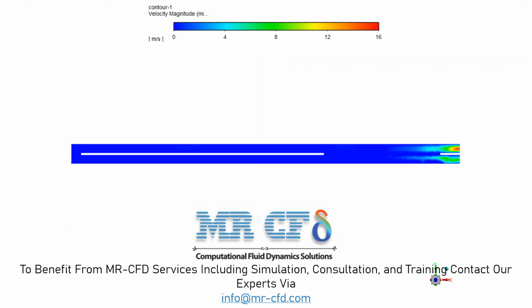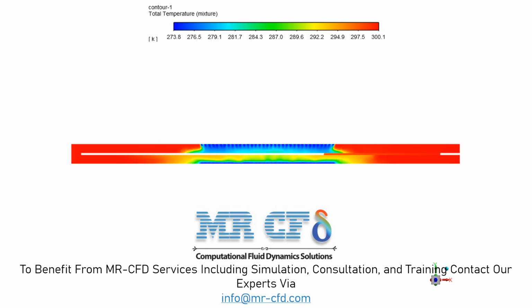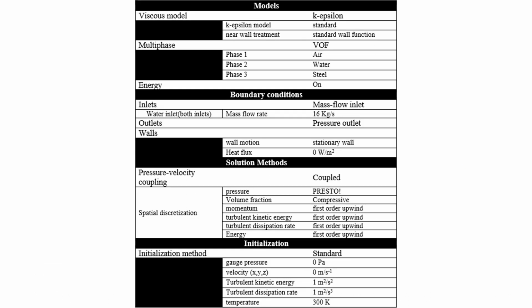Now in this slide, you can easily see the molten steel entering our computational domain. In this contour, you can easily see the temperature distribution inside our computational domain and how molten steel has entered our computational domain, changing the temperature of the water liquid inside it. Finally, a summary of different settings and setup that we have used in our project is presented to you in the slide.